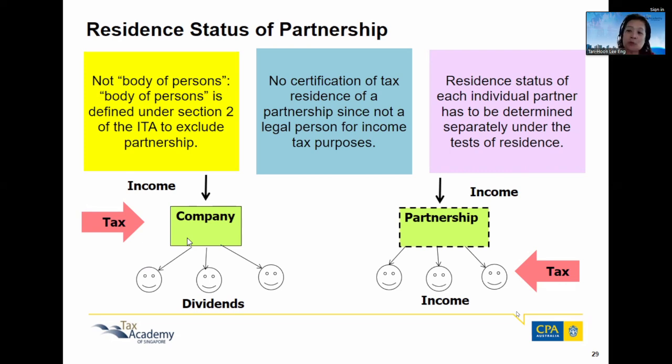Who are these bodies of persons? When you look at the Income Tax Act, you will see bodies of persons specifically stated down there. It does not include a company or partnership, which means to say that for partnership there is no resident status. So no certification of tax residence for a partnership, since it's not a legal person for income tax purposes. I think earlier on I already explained that we tax the profits in the hands of the partners. So when we talk about resident status, it will be different for each individual partner. It will be at the individual partner level, so it's not at partnership level.